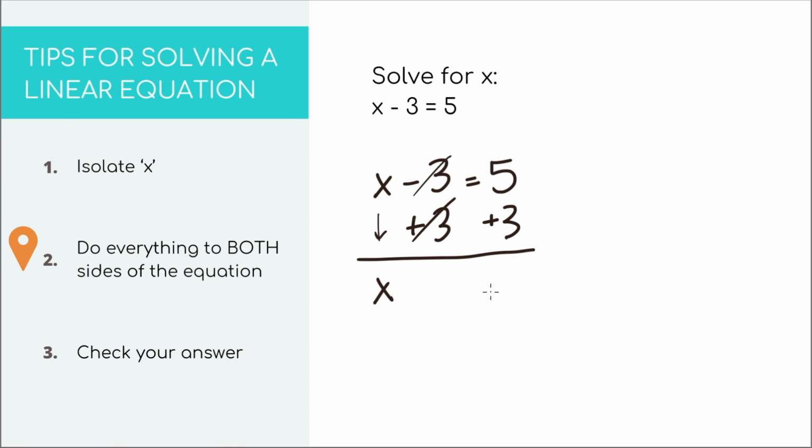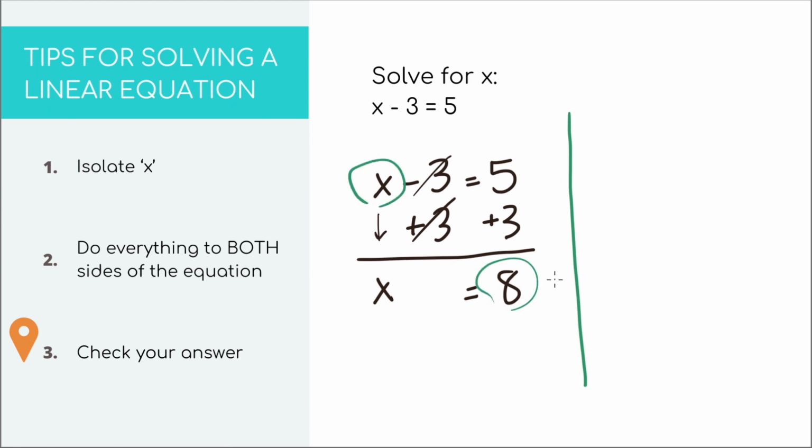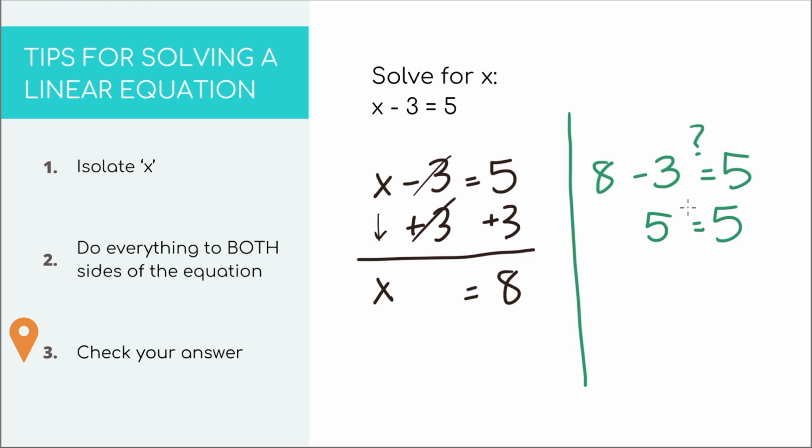Negative 3 plus 3 equals 0, so it cancels out. And 5 plus 3 equals 8. So as our final answer, we get that x equals 8. Let's check our answer by plugging in 8 for x in our original equation. We'll get that 8 minus 3 equals 5. 5 equals 5, so our answer checks out.